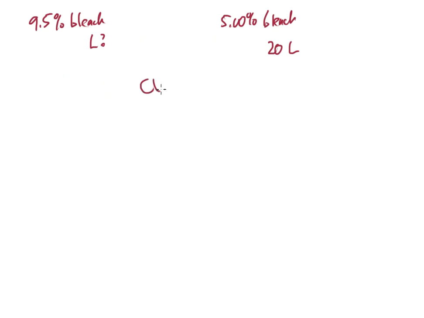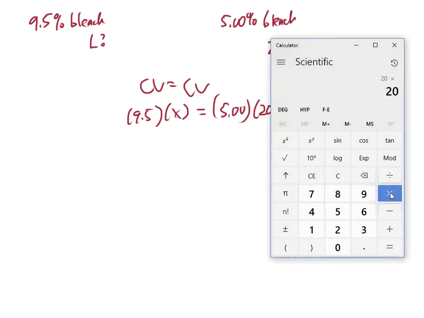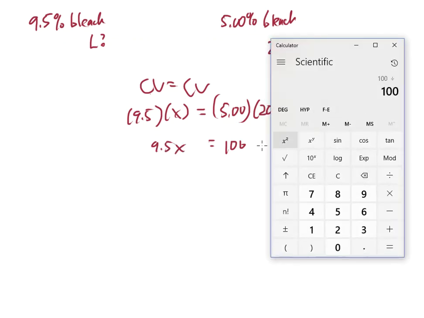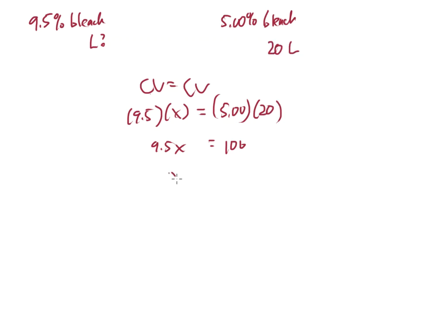All right, so C1V1 equals C2V2. Concentration I'm starting with is 9.5. I need to know how much of that to use. I want to end up with a 5, and I need 20 liters of that stuff. All right, so I'm going to take 20, and I'm going to multiply by 5, and I get a 100. So 100 is going to go here, and then 9.5x. So I'm going to take a 100, and I'm going to divide that by 9.5, and I hit enter, and I get 10.53. So x is equal to 10.53.